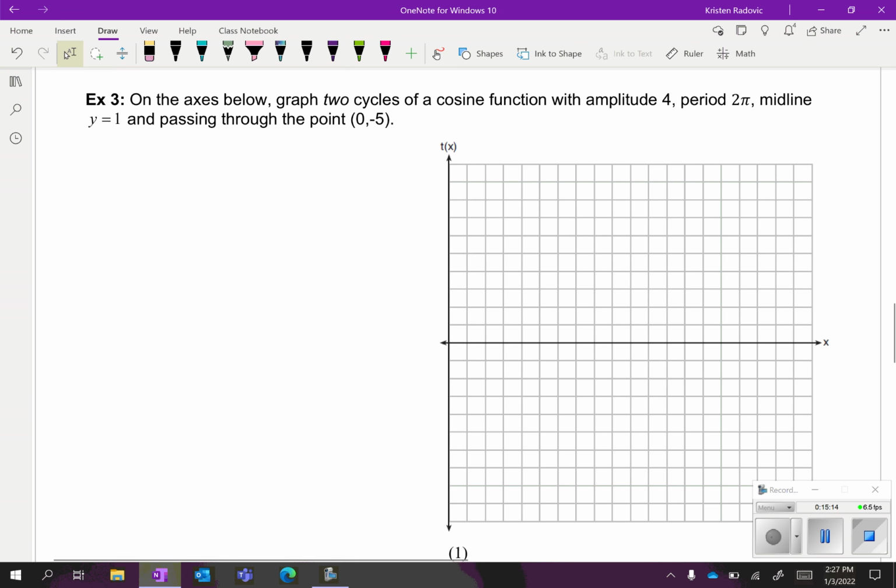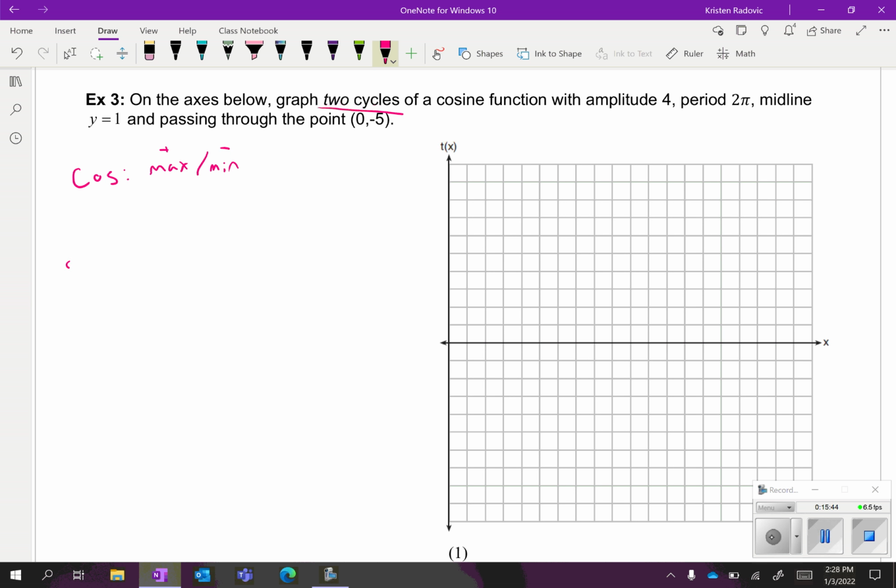So this would be worth another 2 points, as was the last one, even though that was a lot of work for 2 points. This case, they want you to graph 2 cycles. So they're not giving you a domain, but they are telling you how many cycles to actually graph. They're giving us a cosine function, and if it's a cosine function, it either starts at the maximum if it's positive or the minimum if it's negative.